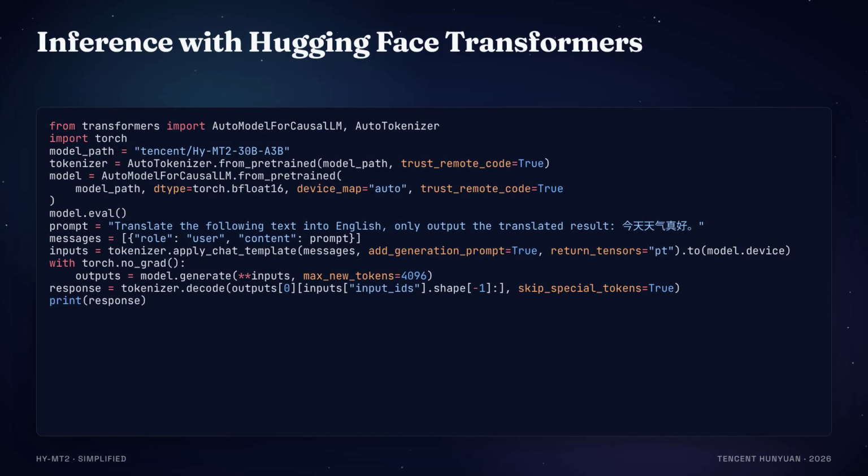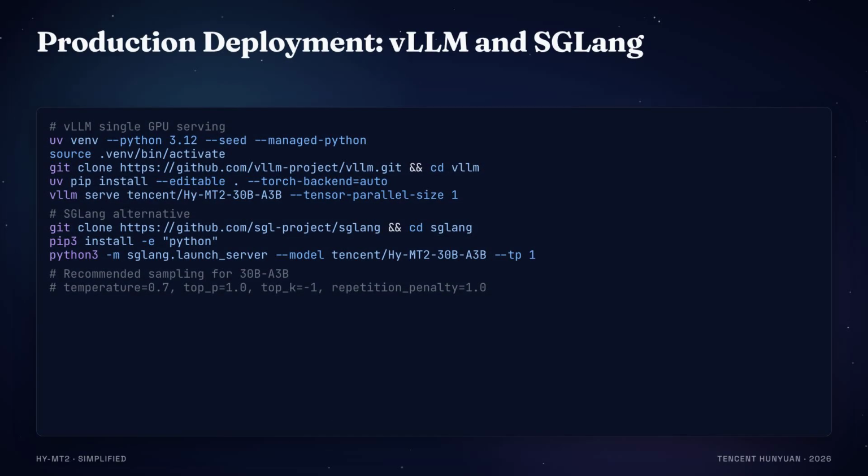Here is the simplest way to run Hy-MT2 yourself. Pull the model from HuggingFace with Auto Model for vLLM. Use bfloat16, let device map auto handle multi-GPU placement, and remember to pass trust remote code equals true, because Hy-MT2 ships with custom modeling files. Build your prompt as a single user message, apply the chat template, and call generate. That is it. The chat template handles the special tokens for you, and the only knob worth tuning early is max new tokens.